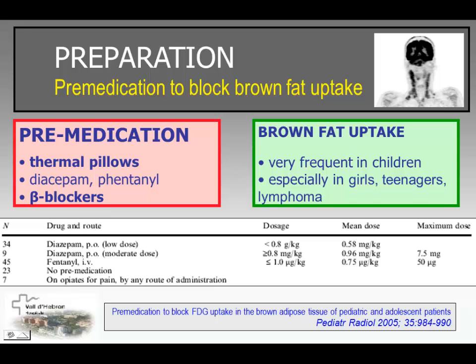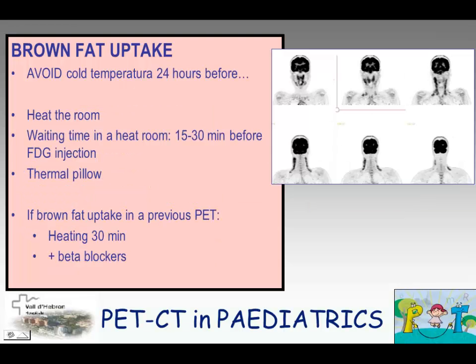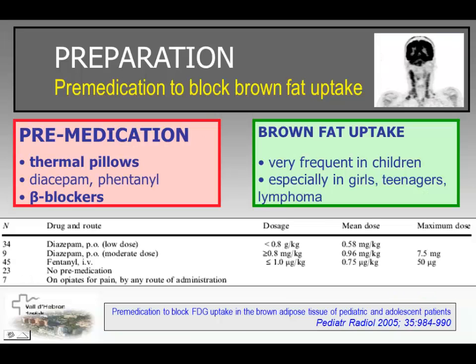The brown fat uptake, as you know, is very frequent in children, and especially in girls, in teenagers, and in case of lymphoma. When we have to use beta blockers, then we use these doses that you can see here.